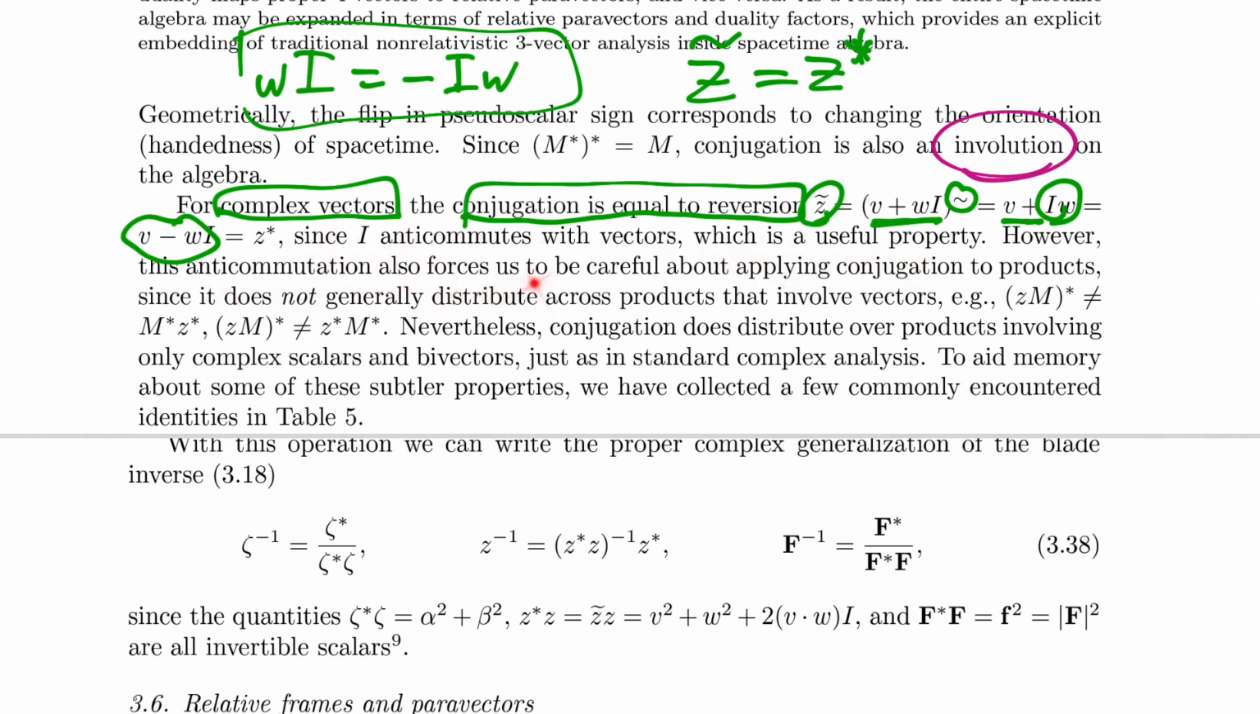However, this anti-commutation also forces us to be careful about applying conjugation to products, since it does not distribute across products that involve vectors. So we have z m, where I presume m is an arbitrary multivector, right? The conjugation of the spacetime product of z and m does not equal m star z star, which is what you'd expect. You'd expect this sort of recursive conjugation, but z m star does not equal z star m star.